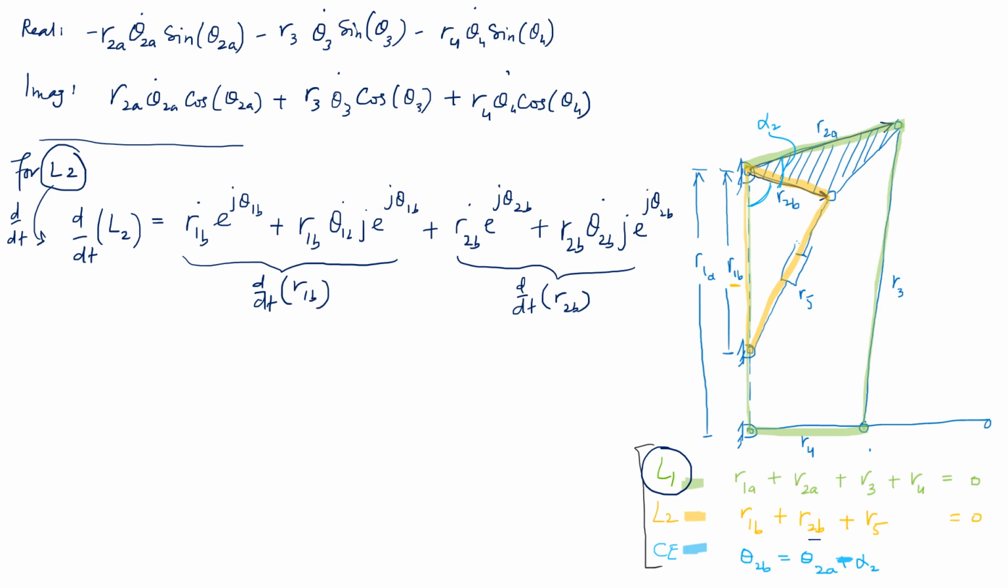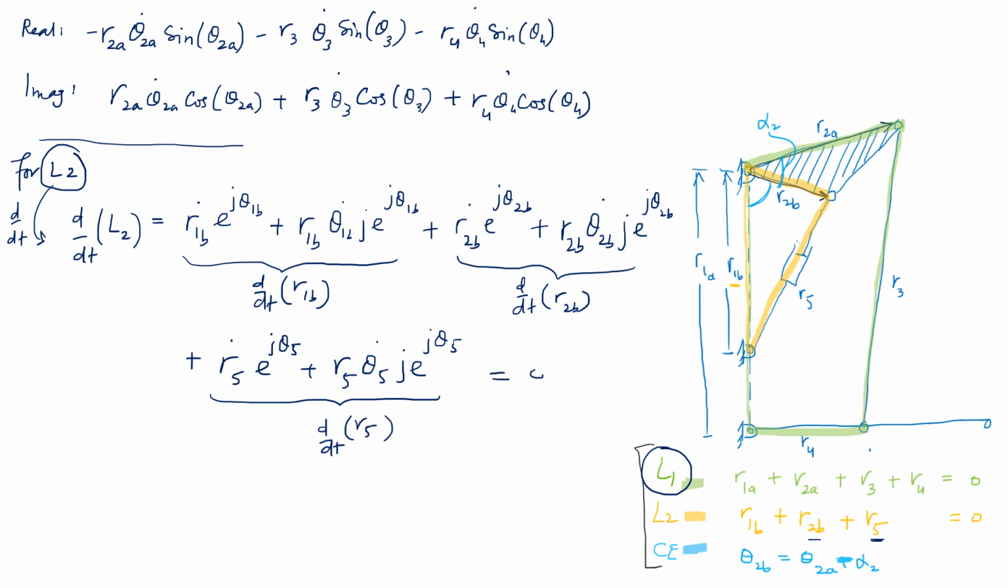Then you have to add that with the r5 term taken time derivative of, and this corresponds to r5 dot e raised to power j theta 5 plus r5 times theta 5 dot j e raised to power j theta 5. So this corresponds to when you take the time derivative of this last term over here of R5, and this whole is going to be equal to 0.